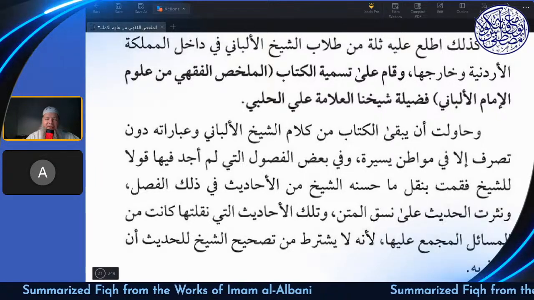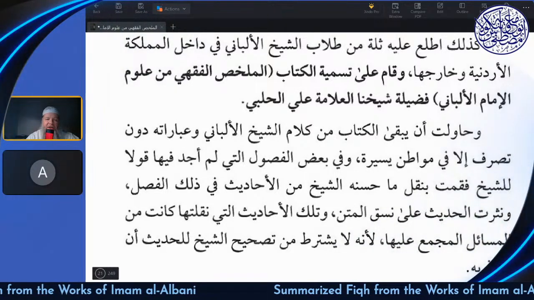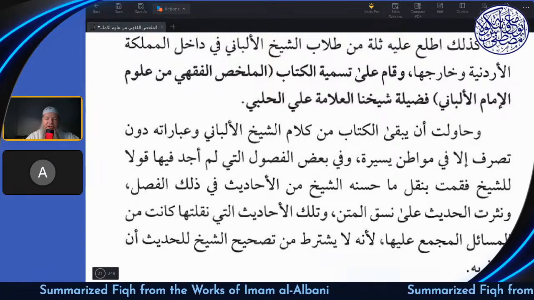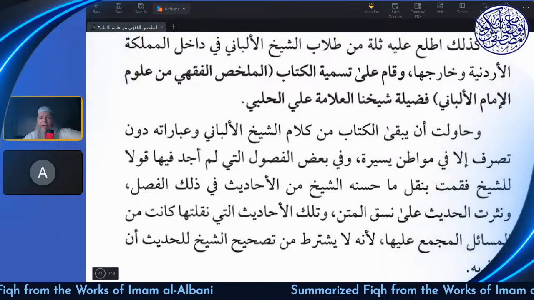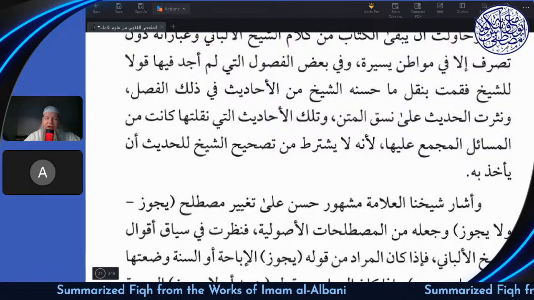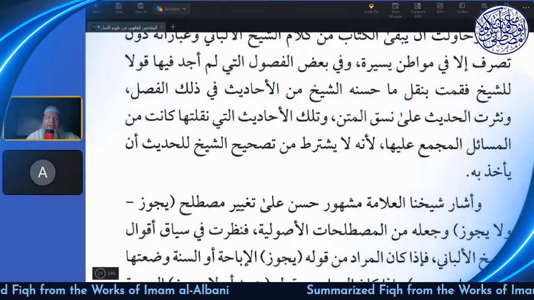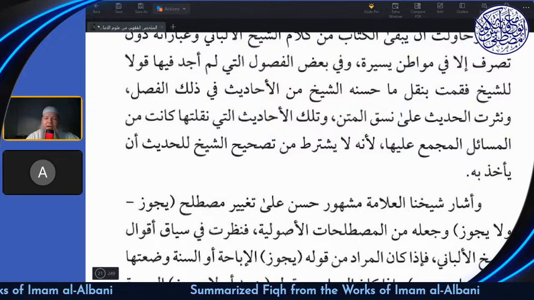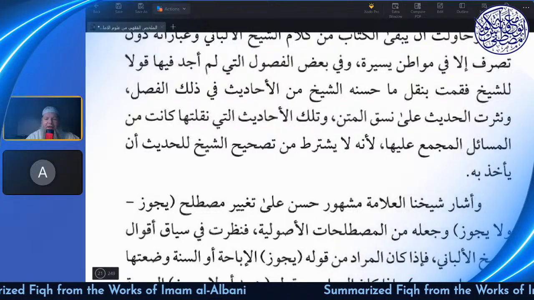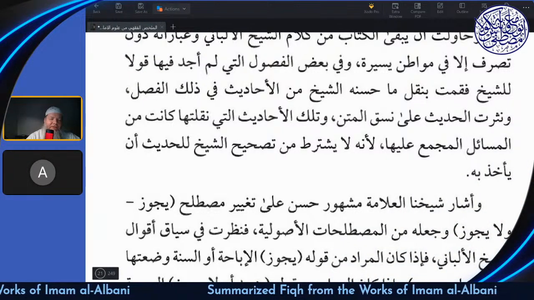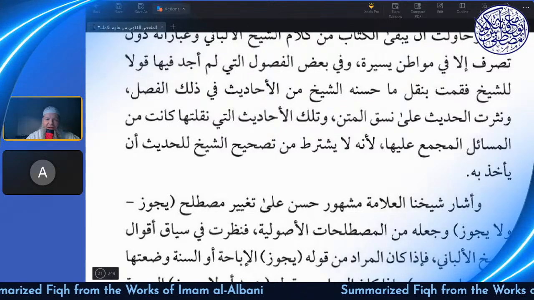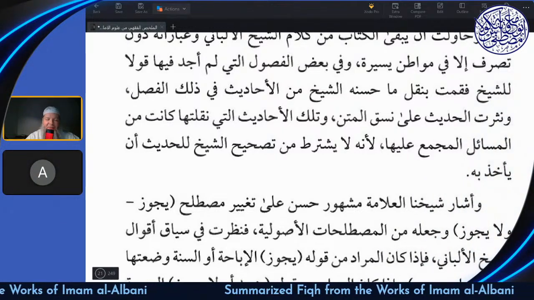لأنه لا يشترط, because it is not a condition من تصحيح الشيخ للحديث, from the sheikh making a hadith authentic, يأخذ به, that someone takes and uses it. So just because a hadith is authentic doesn't mean it is being used inside of some fiqh practice. And that's a longer discussion. If you want to go see what Sheikh Mashhour said, and it's in English, about fasting on Yom Sabt, fasting on Saturdays, then you'll find out more about a hadith being authentic but yet not being used or taken.